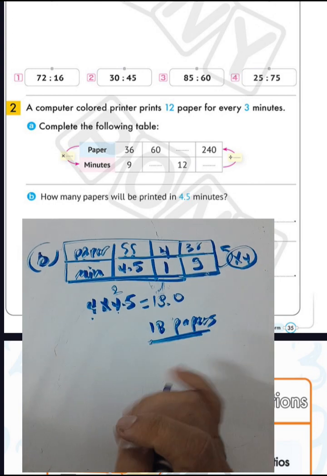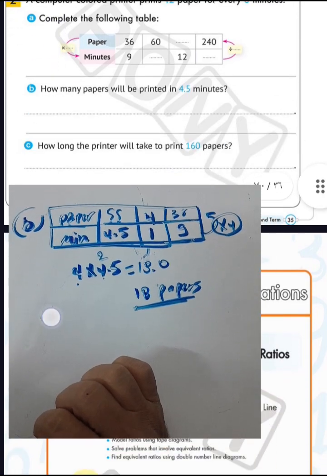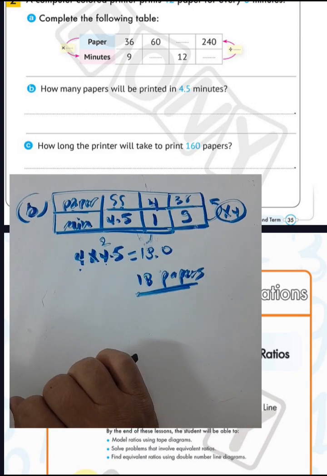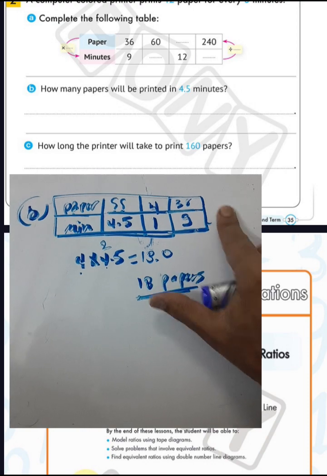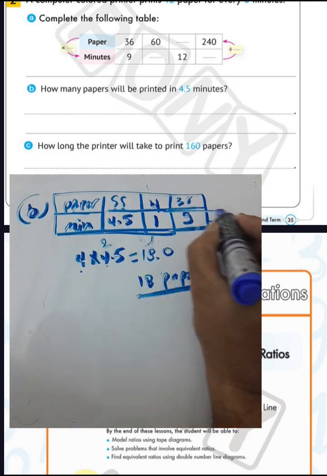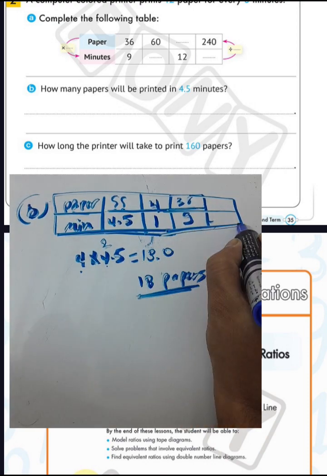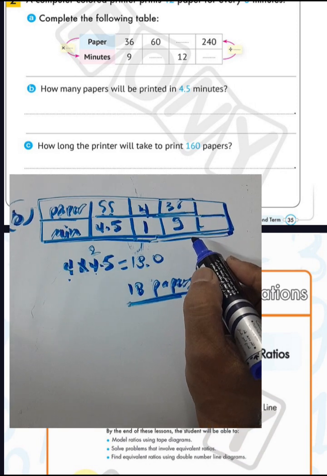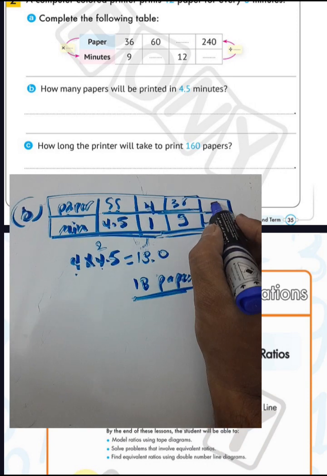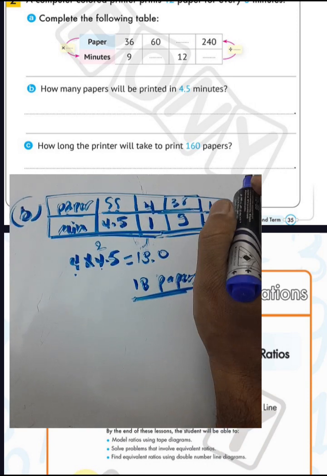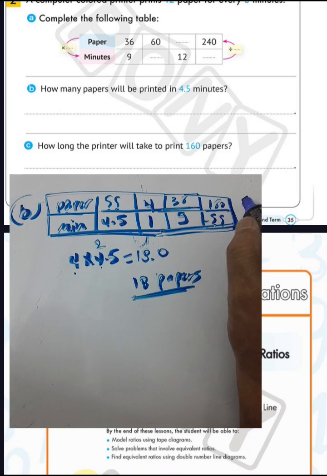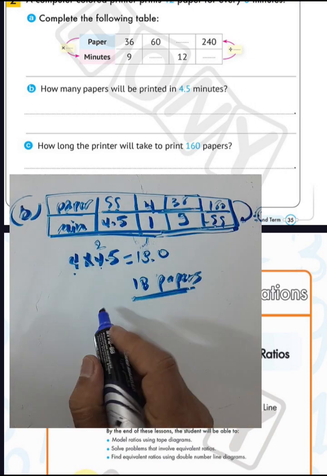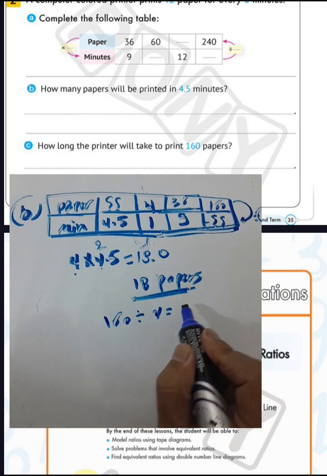It was question letter B. Question letter C, how long will the printer take to print 160 papers? Okay, he wants to find, if we have, you can complete this table here, and he tells us how long the printer will take for 160, right here 160. Then we can write 36 divided by 4 equals 9. Then 160 divided by 4 will be 40 minutes.